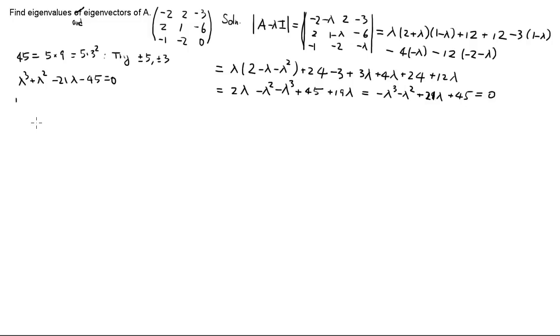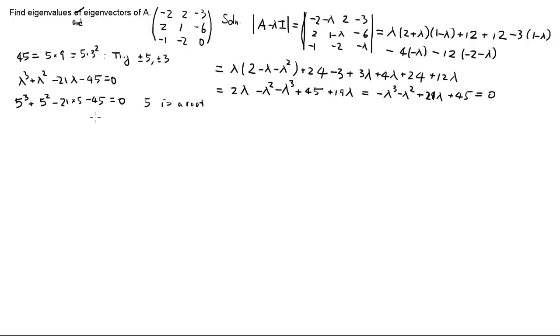We're going to try to see if any of these numbers is a root of this equation. We try the first one and we find yes. 5 cubed is 125 plus 5 squared is 25, so that's 150. And then 21 times 5, that's 105. And then again 45. So this is simply 0. So this is going to be a factor. So 5 over here is a root.